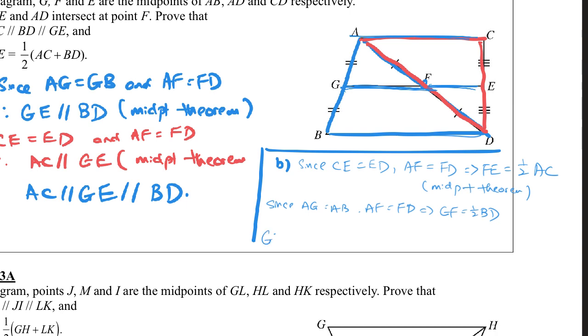So if you want to find GE, it's actually GF plus FE, alright? And this is actually half AC plus half BD. So if we factorize out the half, you get half of AC plus BD. Okay, so this is proven. So that's all for the first 19.1.